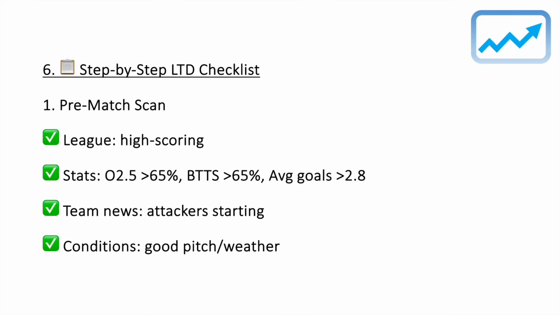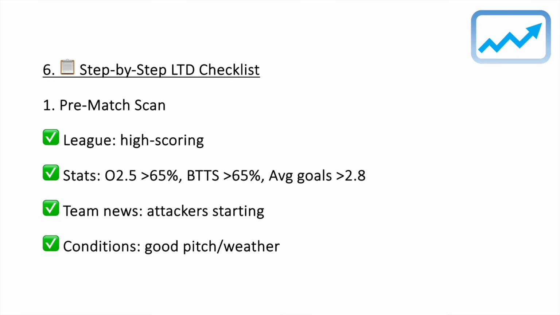So number 1, your pre-match scan. First off, look at the leagues. You want to be looking at high-scoring leagues. Stats: over 2.5 goals, more than 65%. Both teams to score, more than 65%. Average goals, more than 2.8. And I do this on the basis of the year to date.